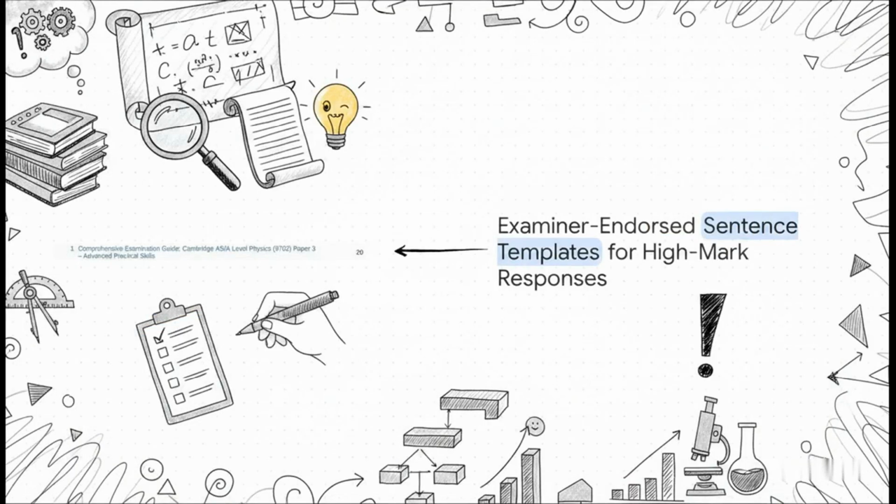We finish up with an absolute insider secret from the Cambridge Handbook. This is exactly how an examiner expects you to write your final conclusion. You don't just write human error or my equipment was bad. You have to be highly specific and use these exact templates.